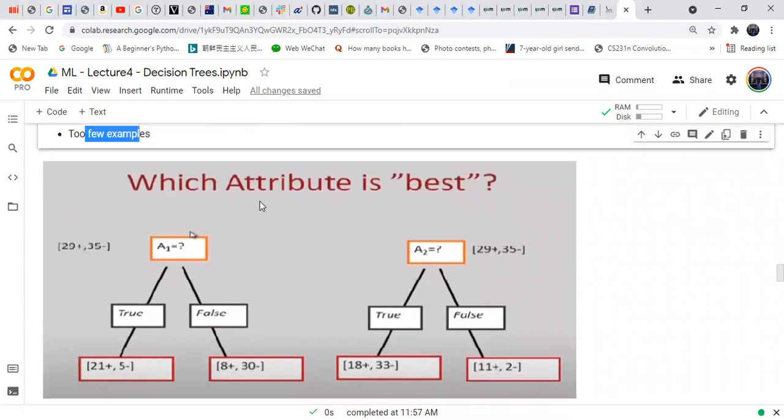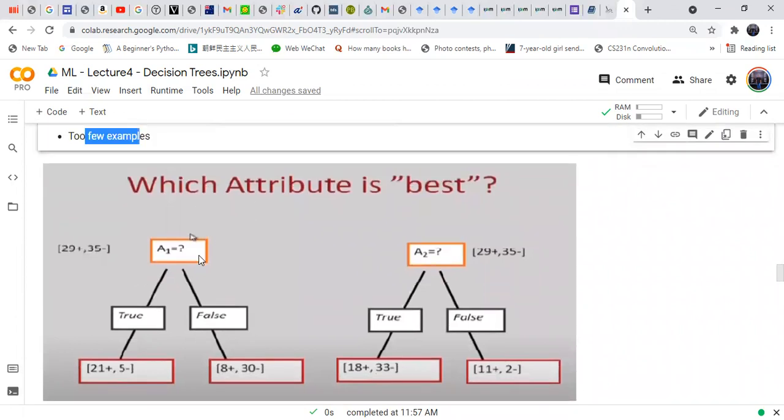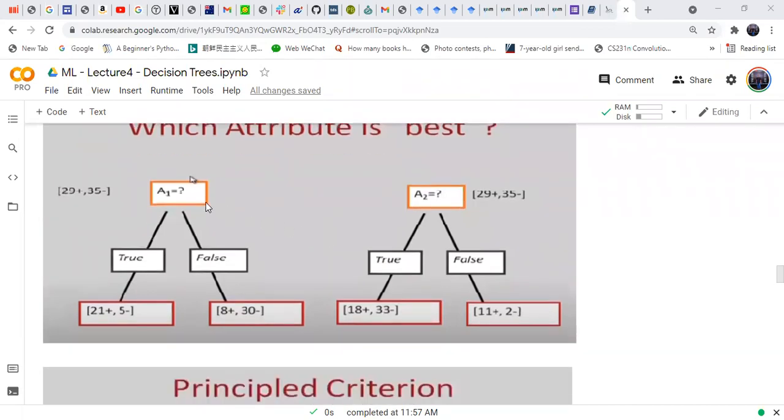Which attribute is the best to use? What is the method to check which attribute is the best for the classification? Next we talk about which attribute is the best attribute. So here we have two attributes A1 and A2, and we choose which one is the best for classification.